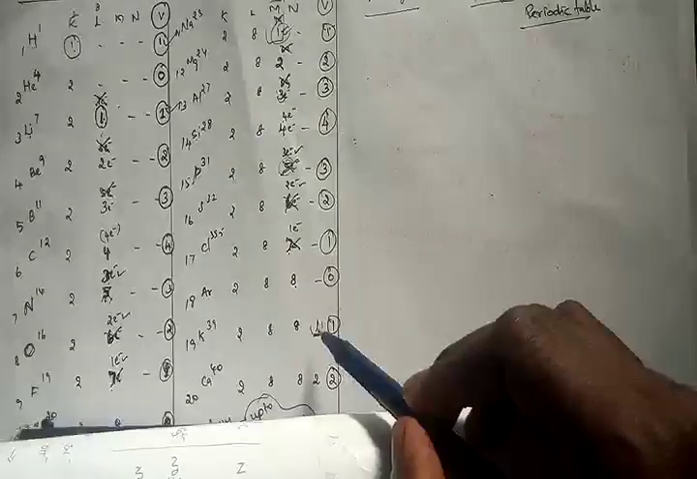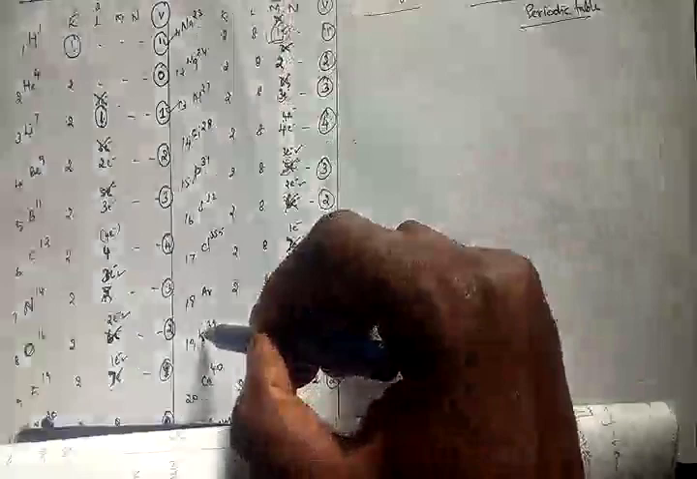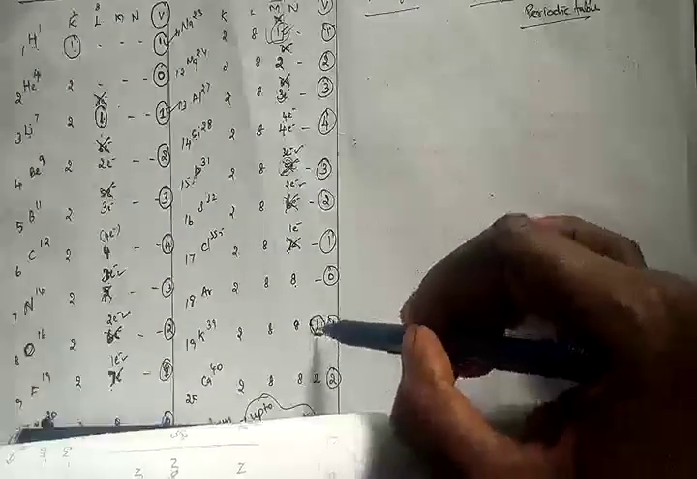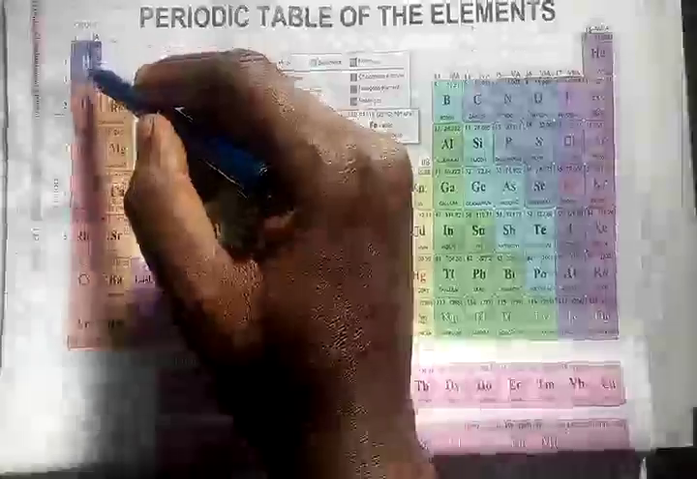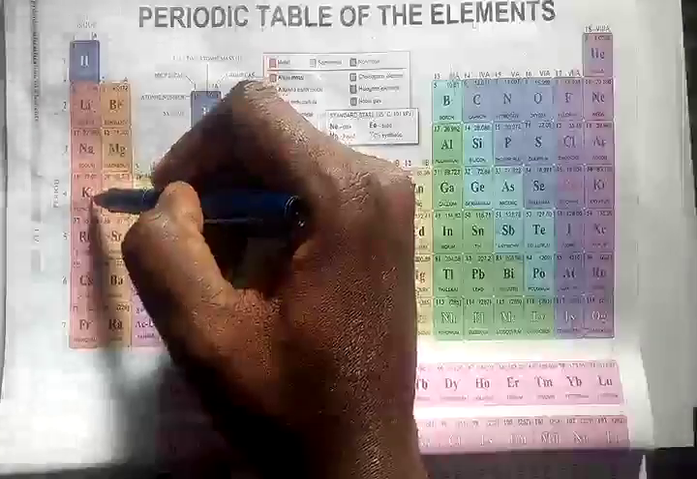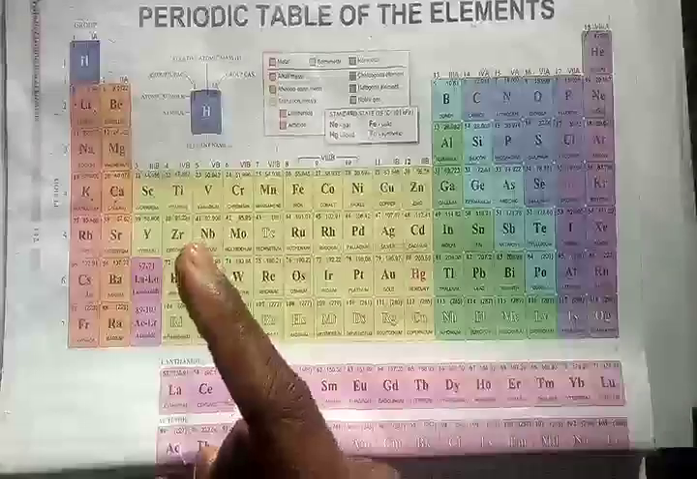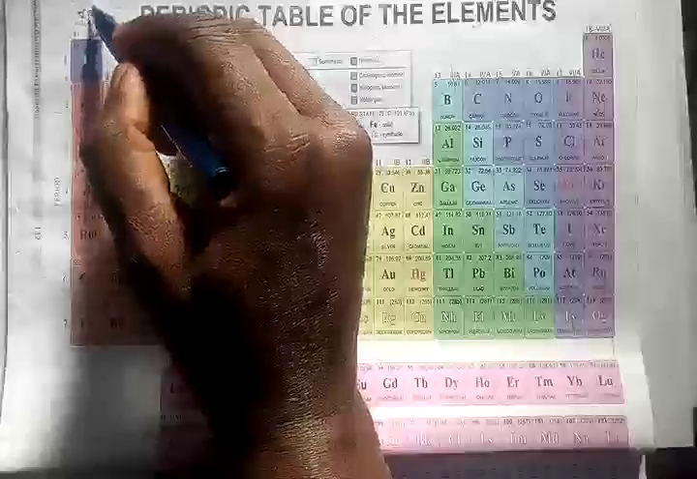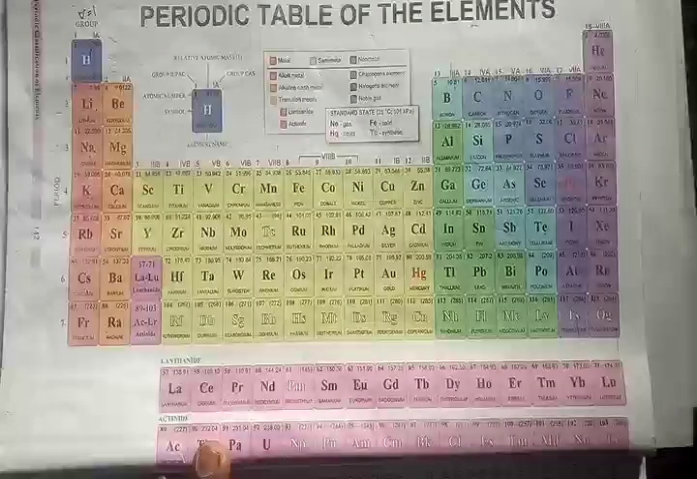Right? So all these elements, hydrogen, lithium, sodium, potassium, all have the same number of outermost shell electrons, that means valence electrons. So they belong to group number 1. Hydrogen, lithium, sodium, potassium, rubidium, cesium, all have 1 electron in the last shell, so their valency is also 1. So this is what you have to understand, my dear children.